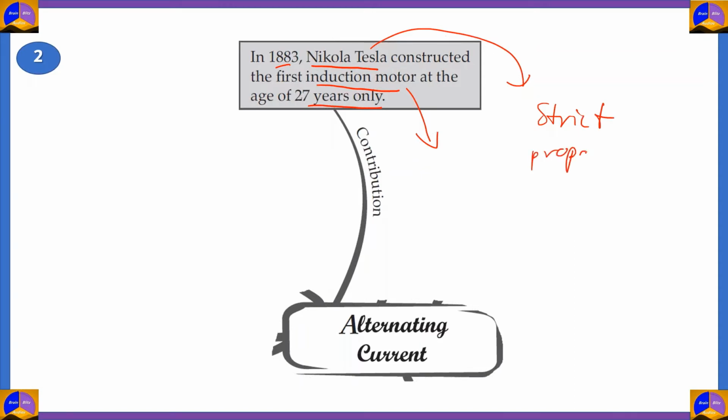So Tesla was a strict proponent of alternating current, and he was pretty prominent in his fight with Edison. So there was a war in the US between Tesla and Edison about which current needs to be used for circuits. And ultimately, Tesla's argument won, and we're still using alternating current today. So that is some of the contribution that we have to study about alternating current. And Tesla was a smart mind, because by this statement, you'll understand that he just created the first induction motor, that's the AC motor, at the age of 27. So he was pretty bright.